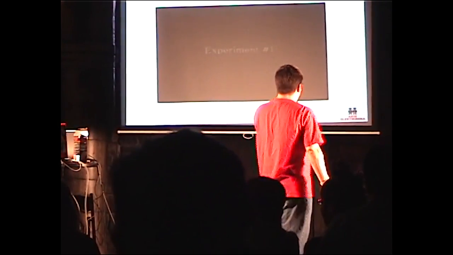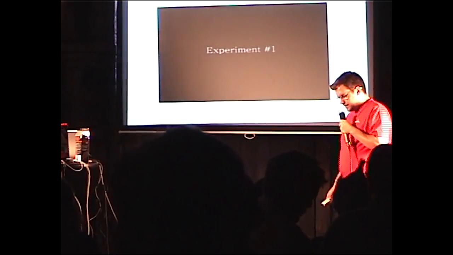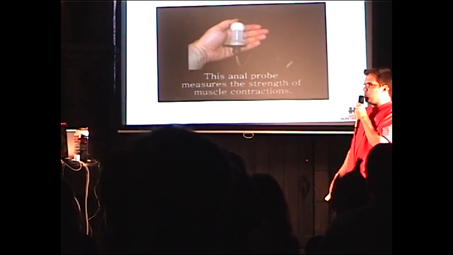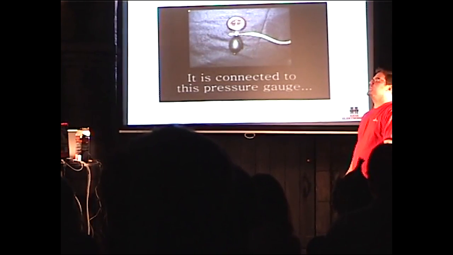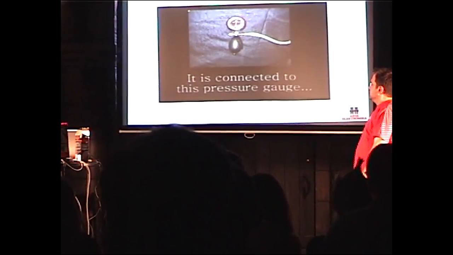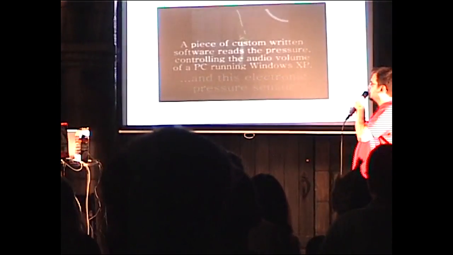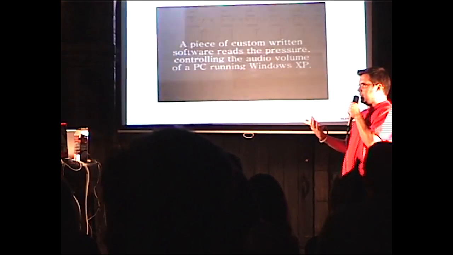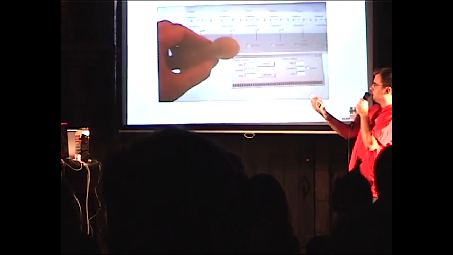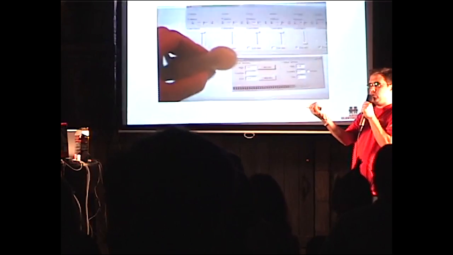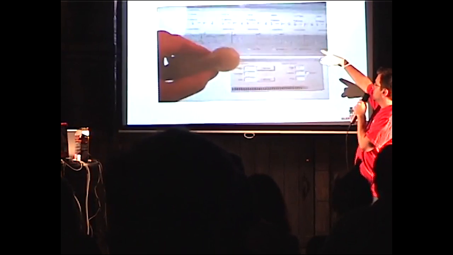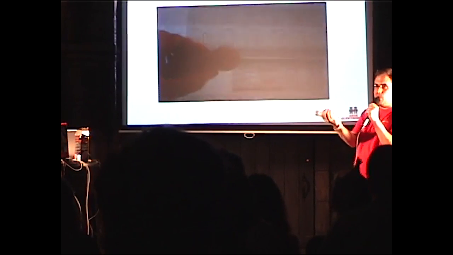And here's actually a video of a friend of mine from Europe, for those of you that saw the electric orifice. This is a pressure sensor that you can put in anywhere that your Kegel muscles can contract on, and it will tell how hard you are contracting. So with this, he's actually controlling the volume level depending on how hard it's squeezed.